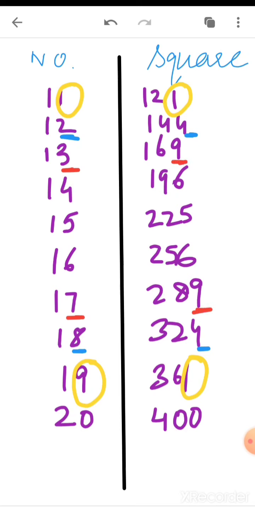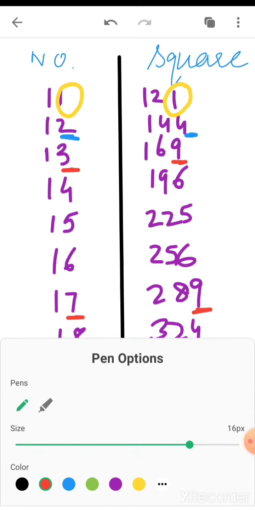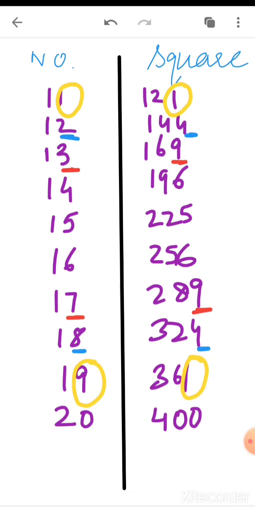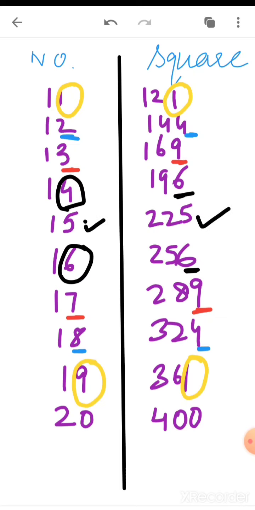Same way, if a number ends with, say, 4 or 6, its square will end with 6 always, right? And if a number ends with 5, its square will end with 5 always. Same way, if a number ends with 0, its square will end with 0.